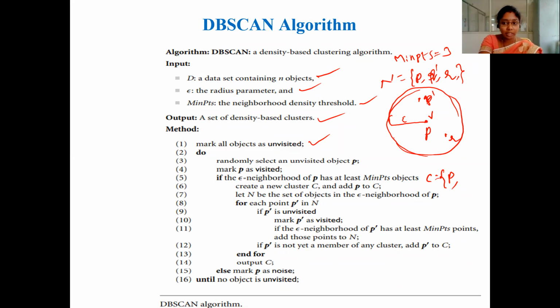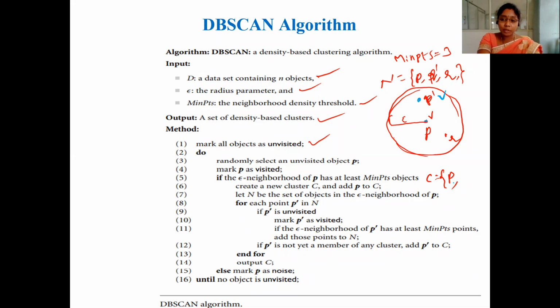So for each point in N, if P dash is unvisited, since here my P dash is unvisited, then mark P dash as visited. Because now we are considering this P dash, we need to mark it as visited. In the previous case we considered P and marked it as visited, and we did some process and added that P to the cluster.